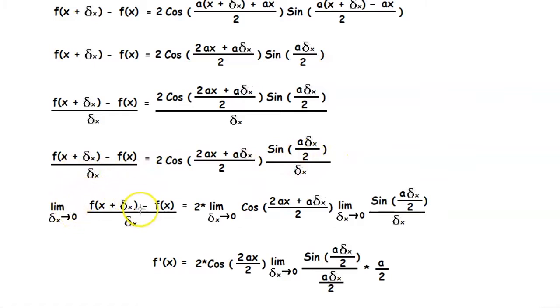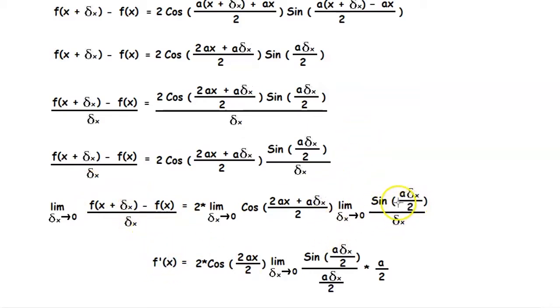So when we apply the limits to both sides, we get the limit of [f(x + Δx) − f(x)]/Δx as Δx tends to 0 will be equal to, here on the right hand side we apply the limits separately, just like we learned in our previous chapter. So that will be 2 into the limit of cos of (2ax + aΔx)/2 as Δx tends to 0, multiplied by the limit of sin(aΔx/2) divided by Δx as Δx tends to 0. So here we can simply use direct substitution. So that gives us 2 into cos(2ax/2). Here the left hand side is our f'(x) or dy/dx.